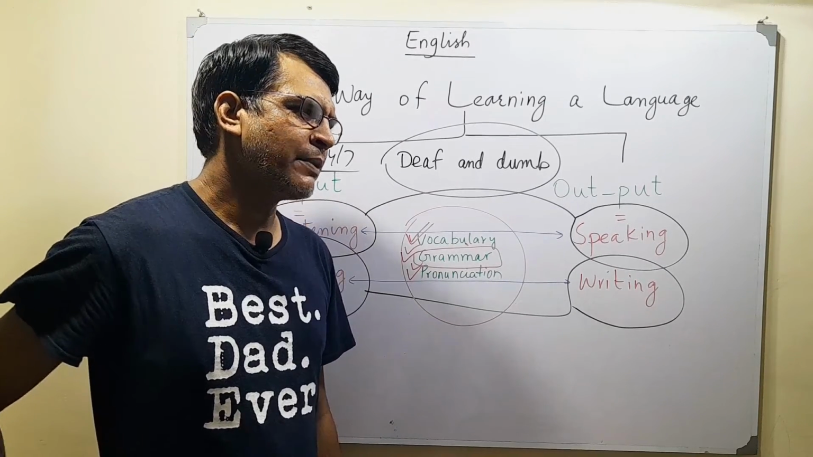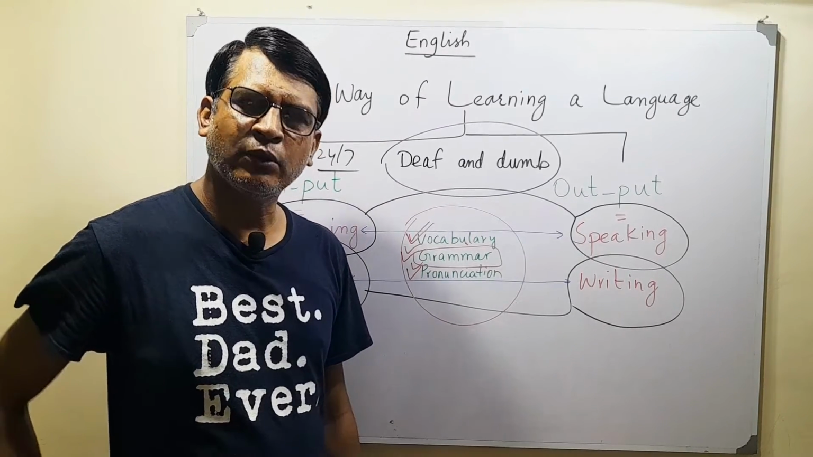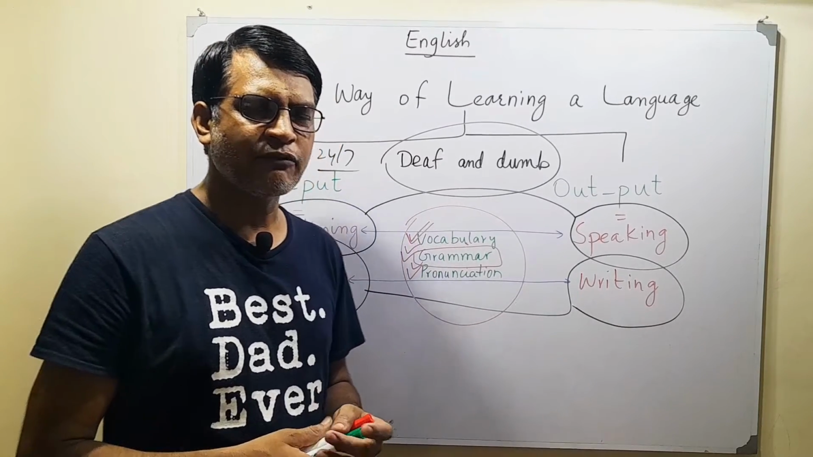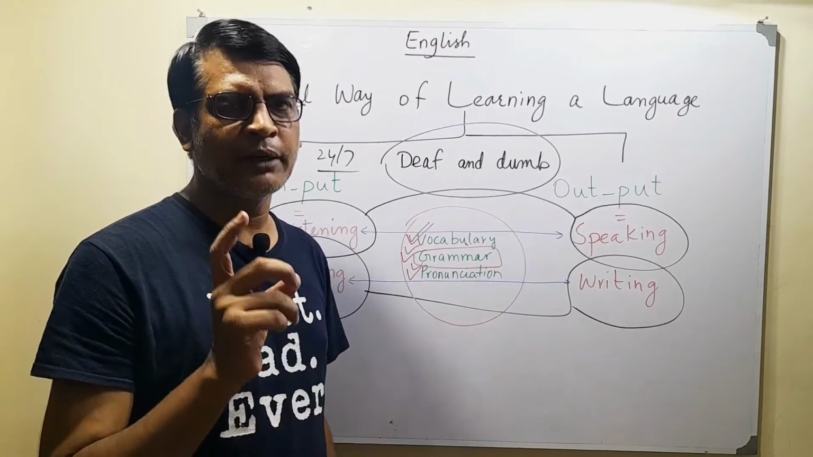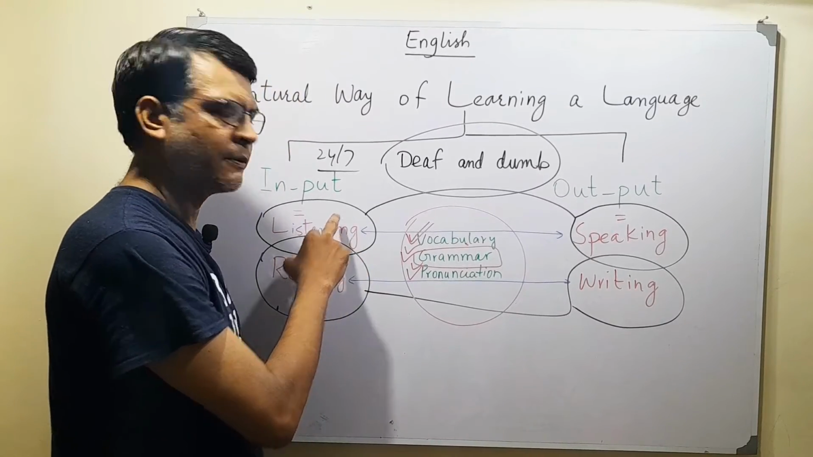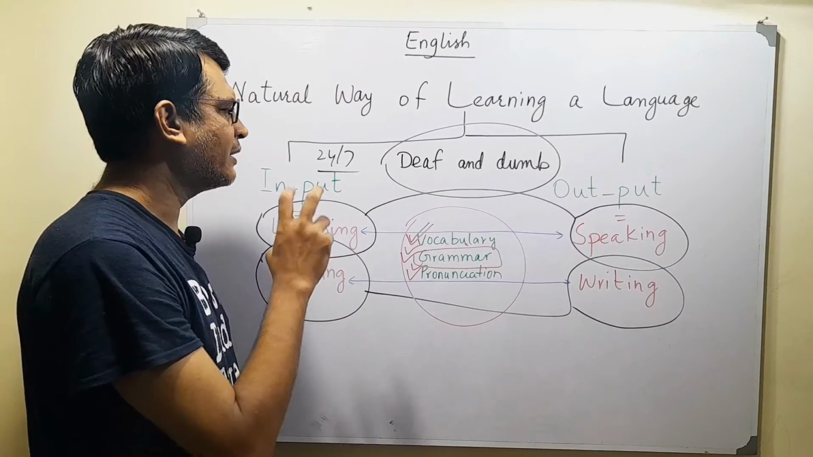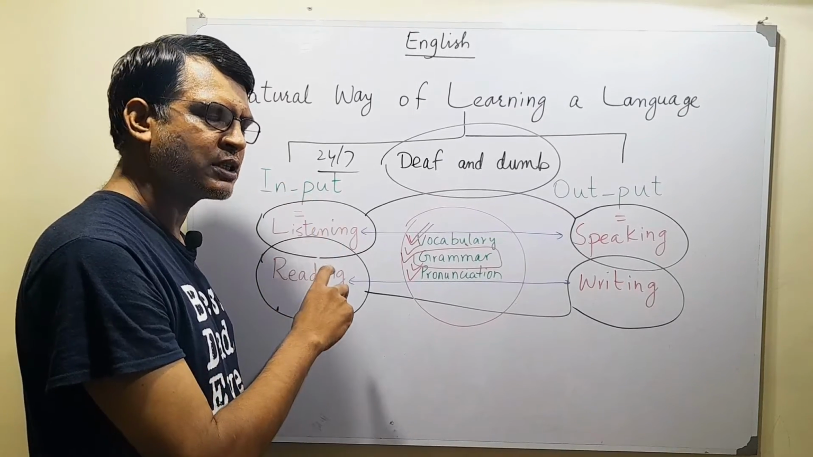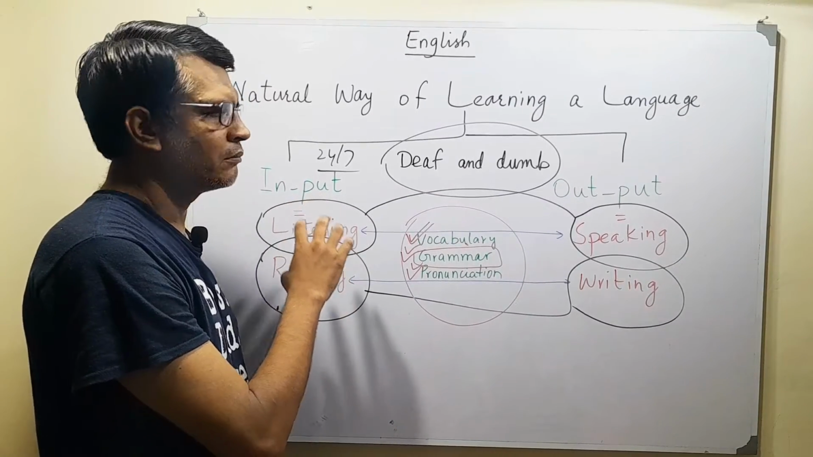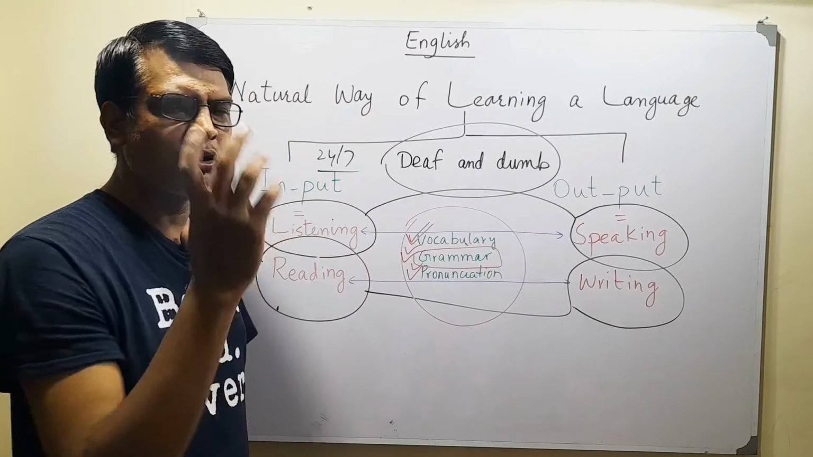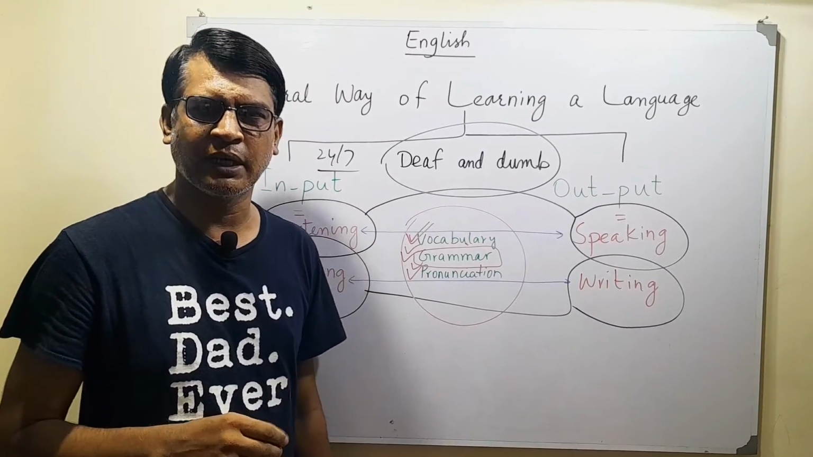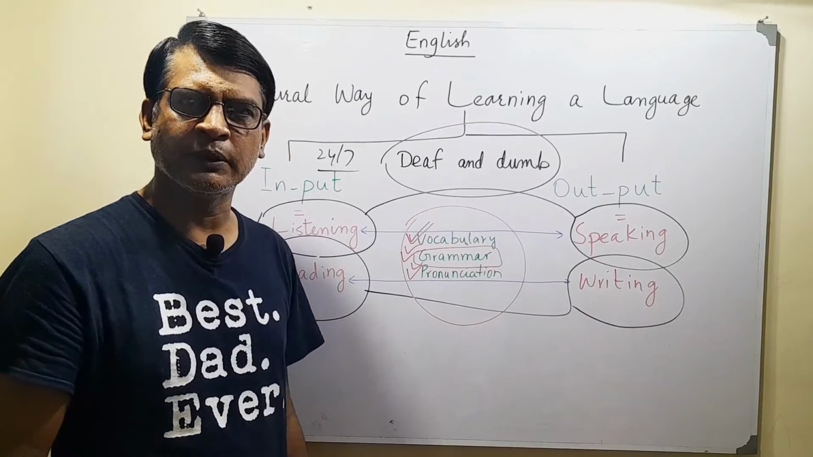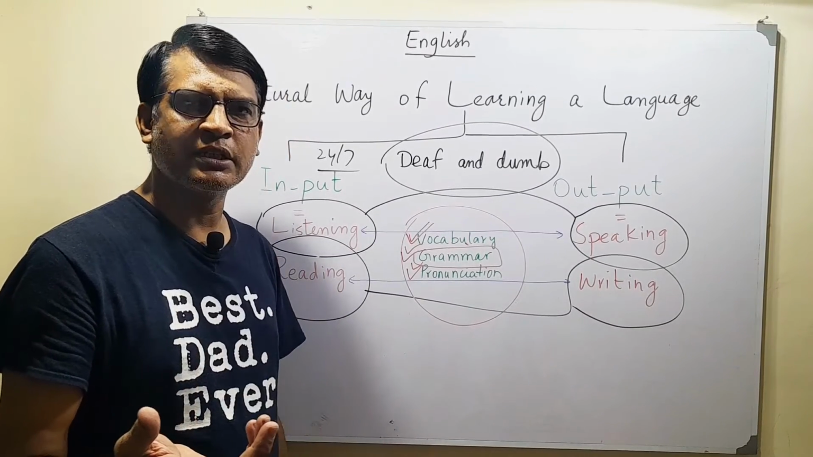So, I must say that to learn a good language, like the English language, you have to focus on your input, your listening and your reading. You have to give your input as much time as possible. I would say listen 24/7 to English and then see the results within a month or two. Read as much as possible and then see the result.